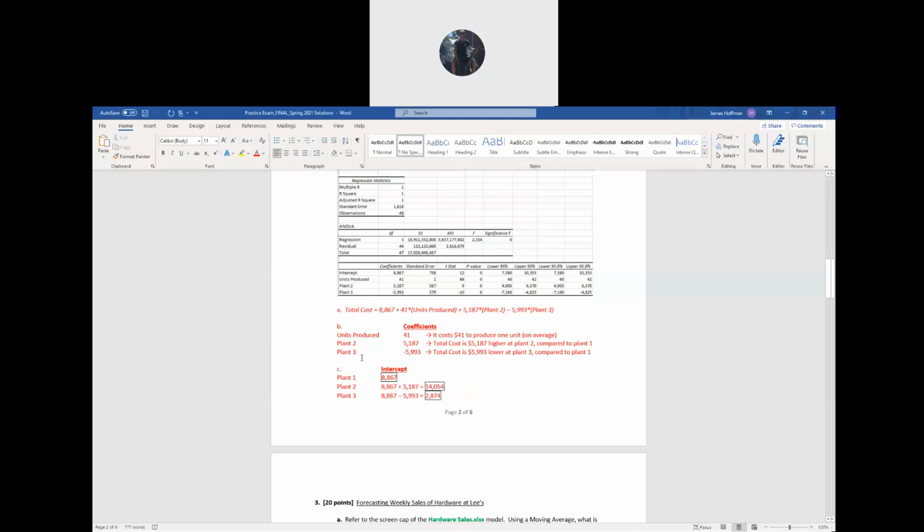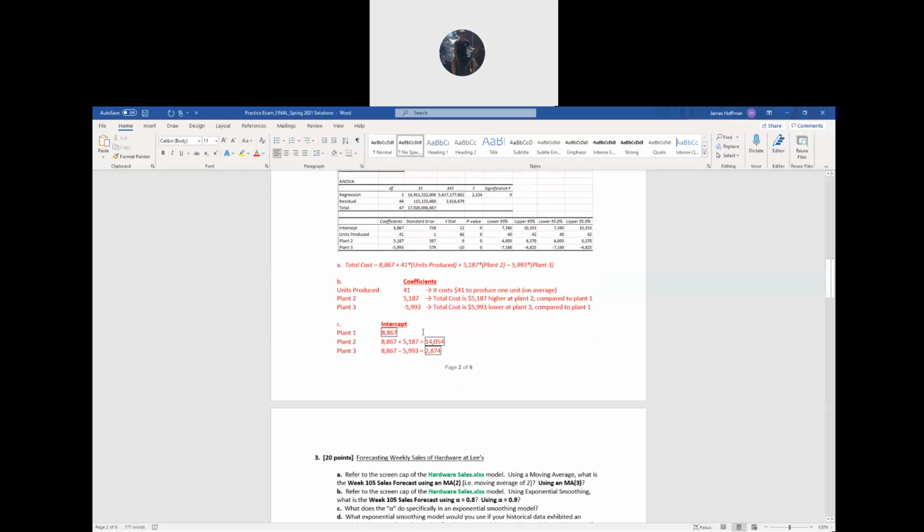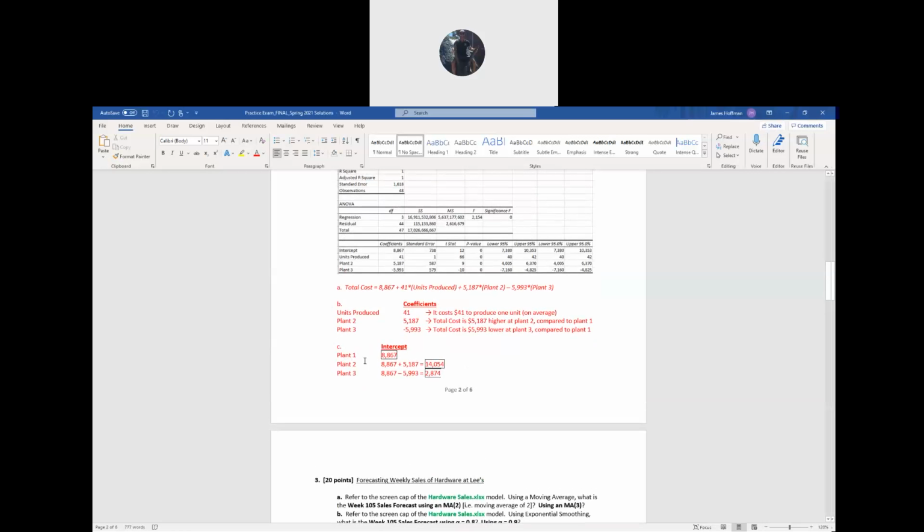Okay, by that same logic, we're just going to subtract this from the original intercept to get plant 3. So plant 3 is the original intercept, which is for plant 1, 8,867 minus the coefficient for plant 3, 5,993, which 8,867 minus 5,993 gives us 2,874.